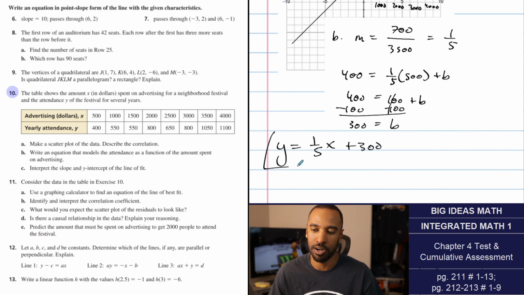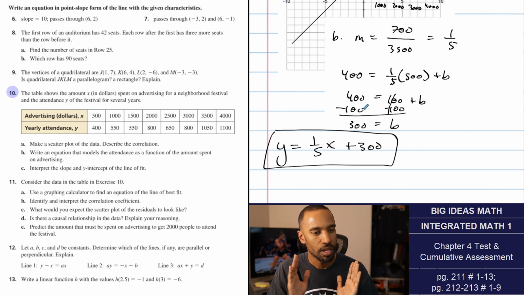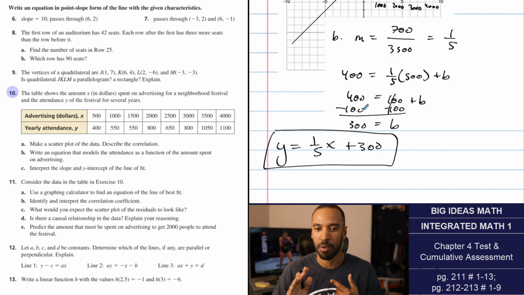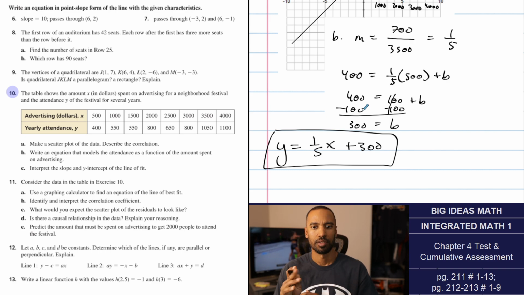Now, would I prefer the fraction or the decimal? What's this about? Dollars spent on advertising and the attendance of the festival for several years. So every dollar spent increases your attendance by 5. We can say that. Or is it $5 spent? Hold on.